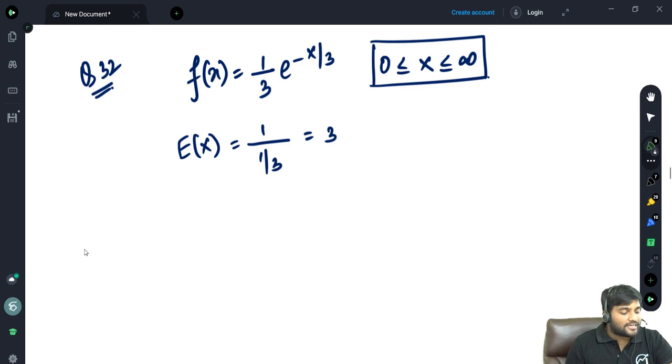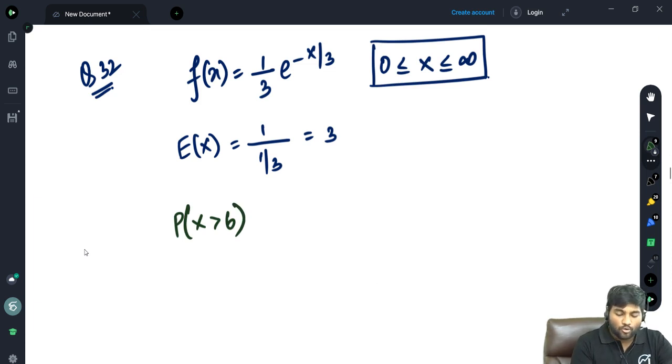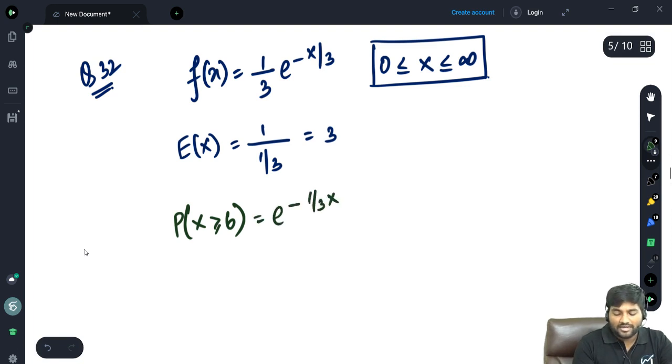What is the probability of having 6 or more minutes without telephone call? Probability x is greater than 6. 6 or more minutes means greater than or equal to 6. Is e to the power minus lambda into 6.